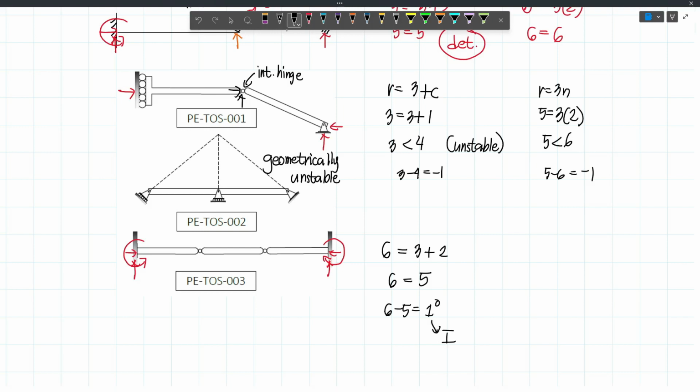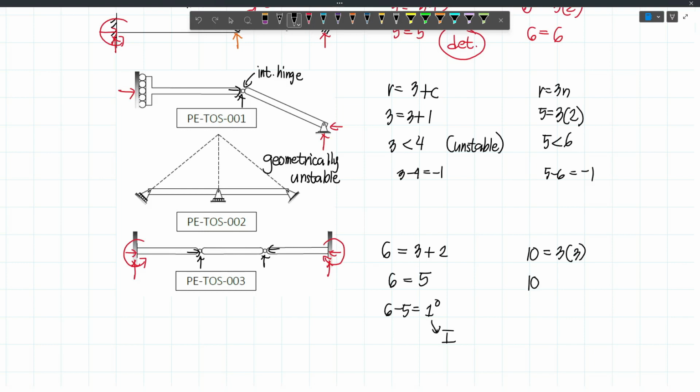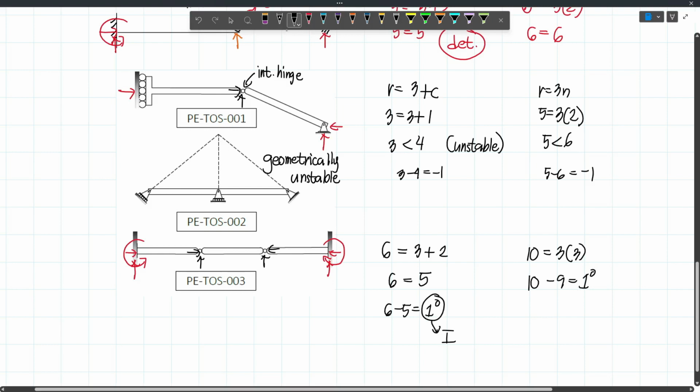And then if we apply R equals 3n, our total reactions are here. So let's just say 3 plus 3 plus 4. So it becomes 10, and then equals 3 times the number of members, which is 1, 2, 3. So times 3, we get 10 minus 9 is equal to 1. And so they have the same degree of indeterminacy.